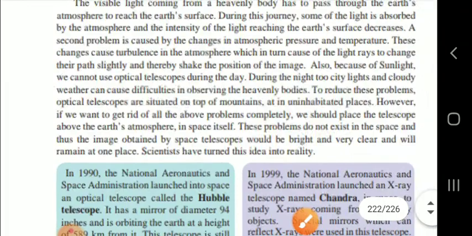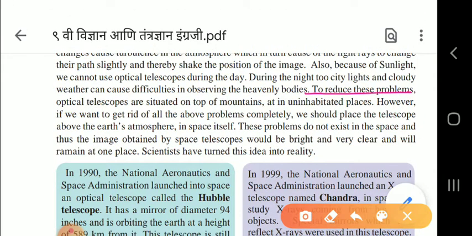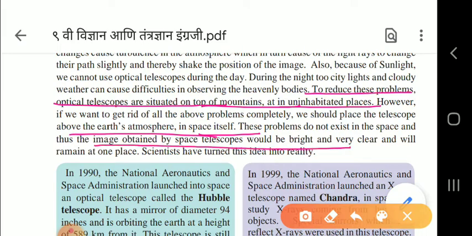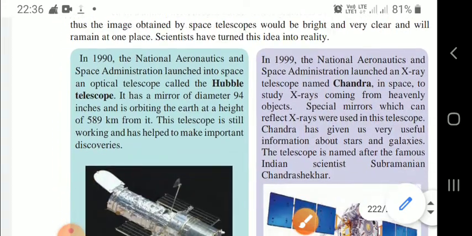To reduce this problem, optical telescopes are situated at the top of mountains in an uninhabited place. Uninhabited means where nobody is staying. And to get rid of all the above problems completely, we should place the telescope above the Earth's atmosphere in space itself. These problems do not exist in space. So the image obtained by a space telescope will be bright, very clear and remain at one place. Scientists have turned this idea into reality.